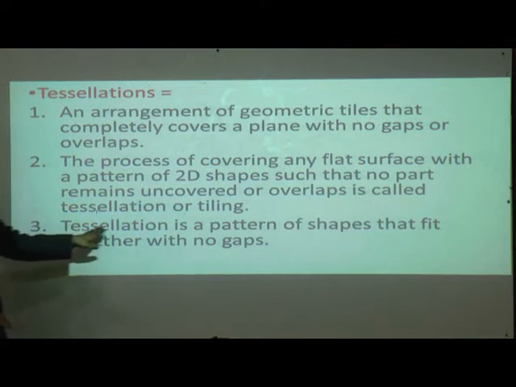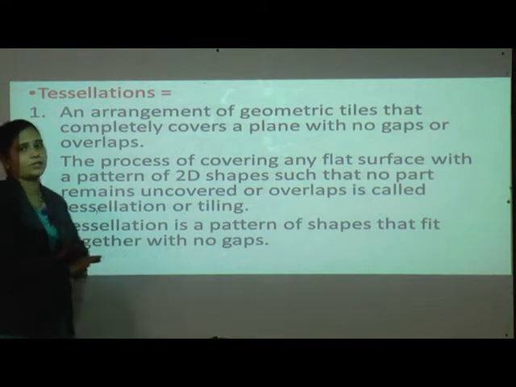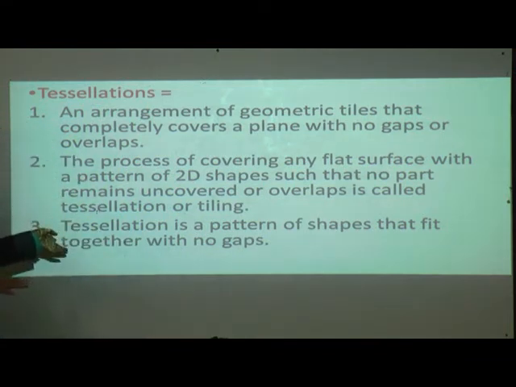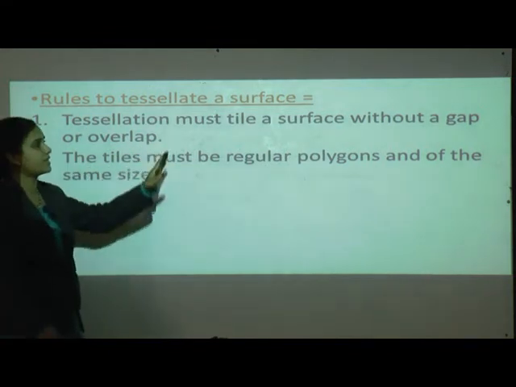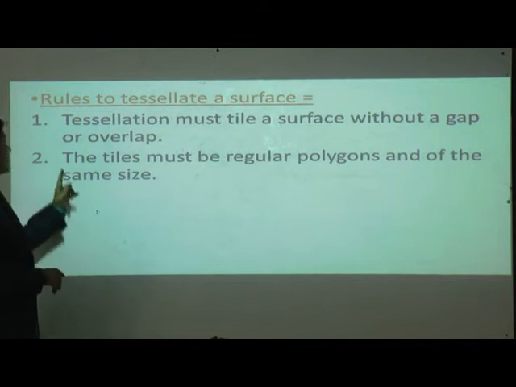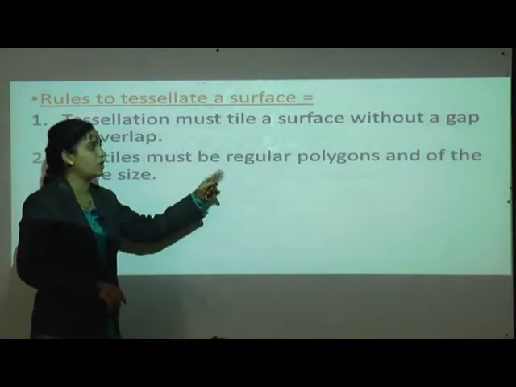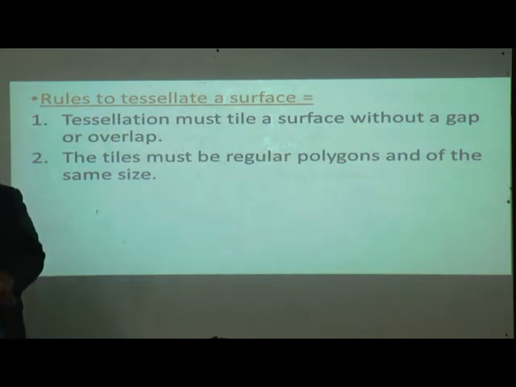Now tessellation is a pattern of shapes that fit together with no gaps. So these are some definitions of tessellations. So you understood what is meant by tessellation. Okay, now we'll see the next one. Here, rules to tessellate a surface. Tessellation must tile a surface without a gap or overlap. Okay, the tiles must be regular polygons and of the same size.